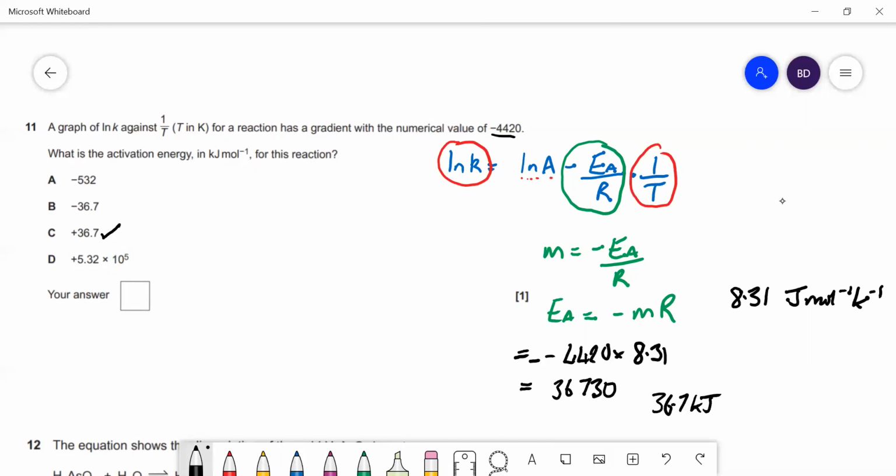The activation energy is positive because you've got those two negative signs which make a positive, but also activation energy has got to be positive. It's always positive. All right, so C is the answer there.